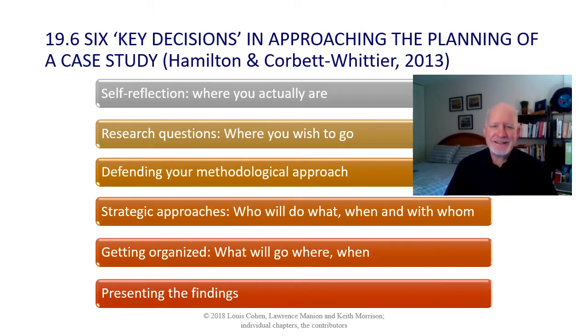These are 6 key decisions, according to Hamilton and Corbett-Whittier. The one that I would just like to focus on a little bit is the strategic approach. It's important to think through your case study. Who will do what? When will they do it? And whom will they do it with? It's important, I think, to have a clear game plan going in, again, because human dynamics are complex and unpredictable.